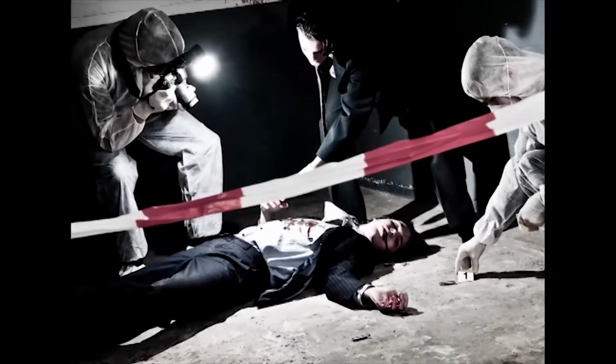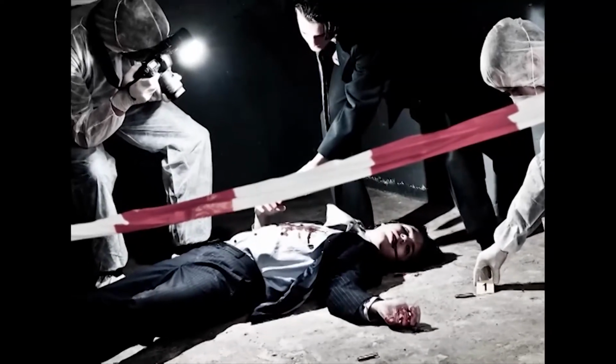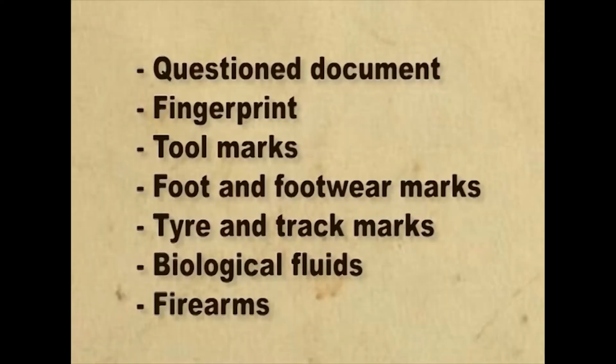Forensic photography. Photography is a facility for the forensic scientist. It plays a crucial role in each and every field of forensic science, such as questioned documents, fingerprints, tool marks, foot and footwear marks, tire and track marks, biological fluids, firearms, and overall the scene of crime itself.